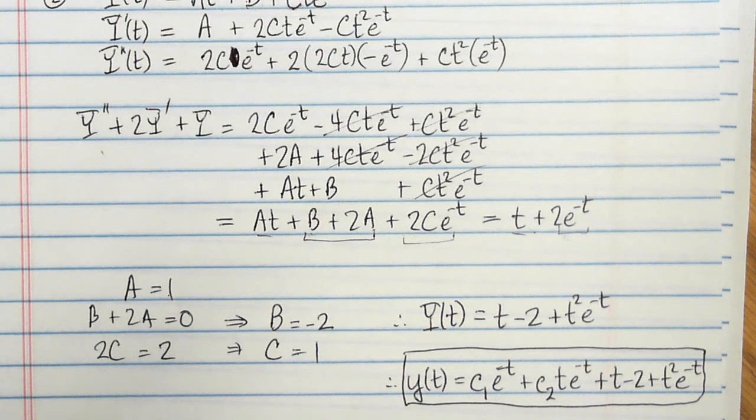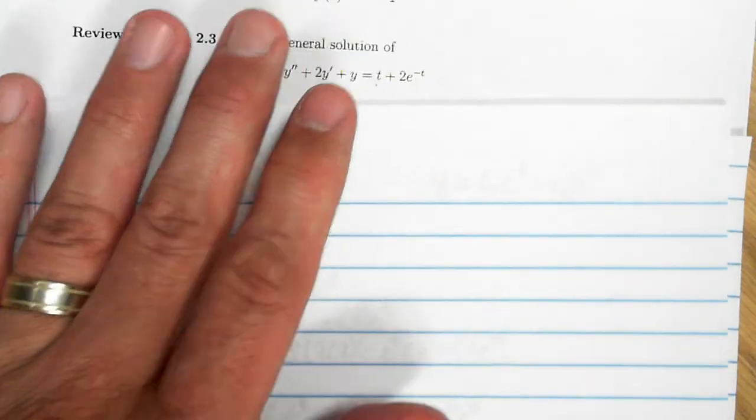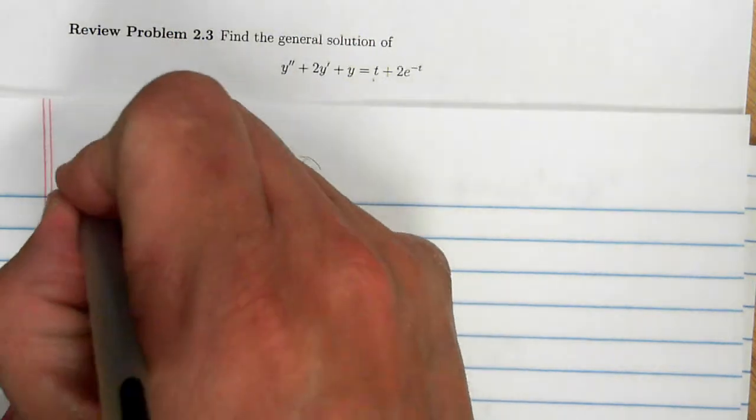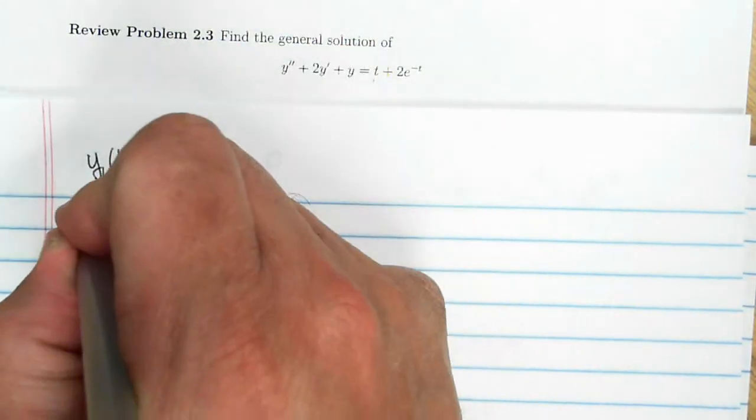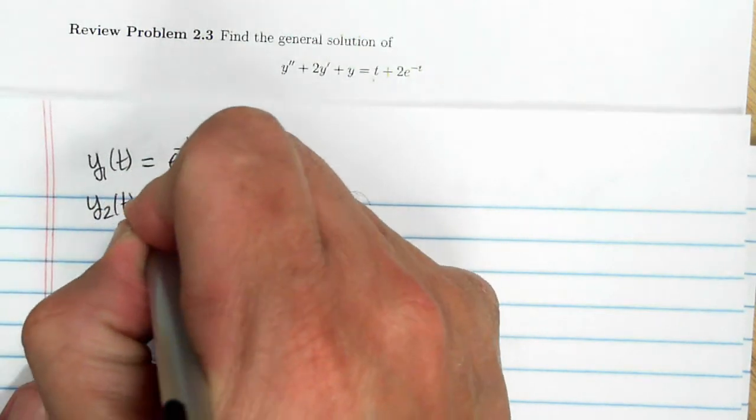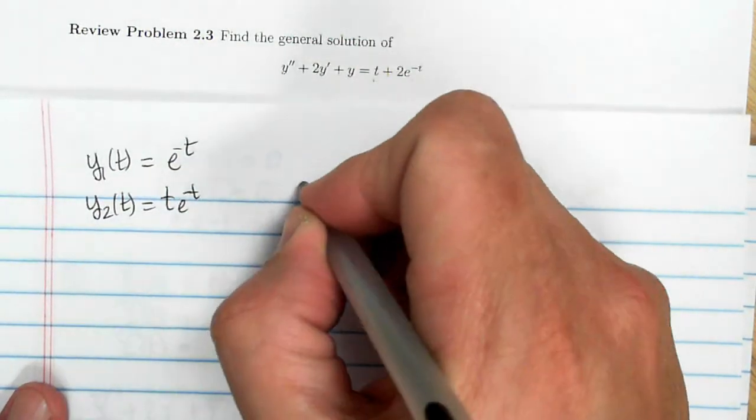However, there is an alternate way of doing this, which I would like to demonstrate for the purposes of review using the Wronskian. So here we go. So starting over, we found that y1 of t was equal to e to the minus t, and y2 of t is equal to t times e to the minus t.